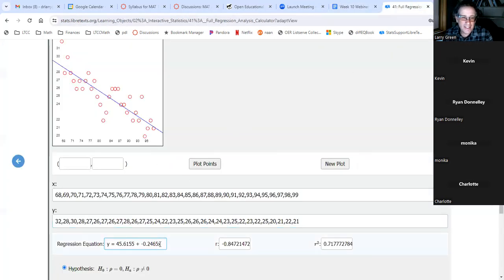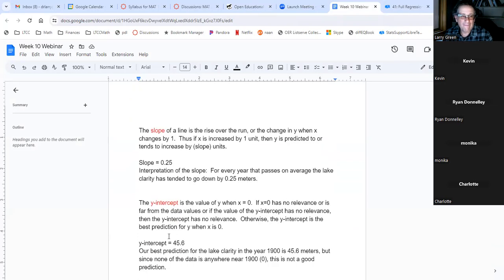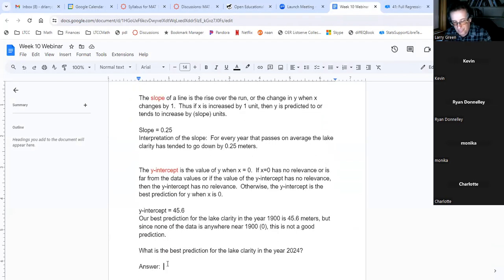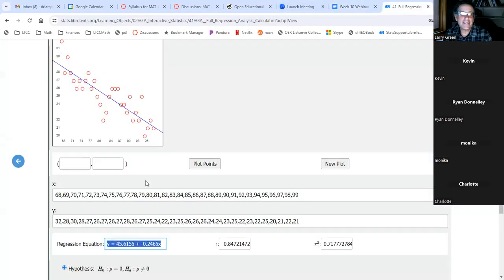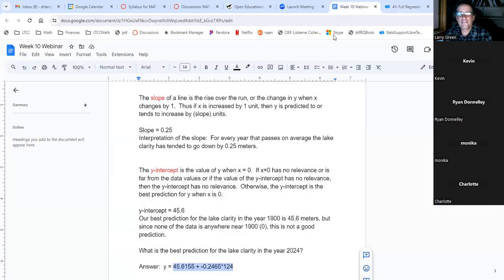So we have this equation. I'm just going to copy and paste it. But now x is going to be 124. And now, I think the easiest is I'm going to copy that, go to the scientific calculator, put that in, and you get 15, basically 15. So that is 15.